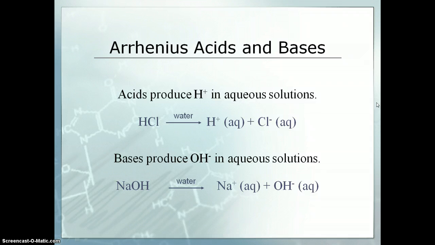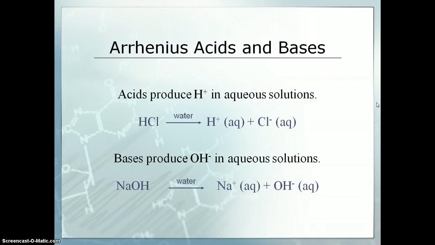Arrhenius acids and bases. So we have two different definitions of acids and bases. Arrhenius acids and bases is one definition. In this definition, acids produce H plus ions in aqueous solutions. If you remember back to that study guide we did at the beginning of the chapter, we talked about how acids could also produce H3O plus. It really doesn't matter. H plus or H3O plus, we're going to use interchangeably across our chapter.